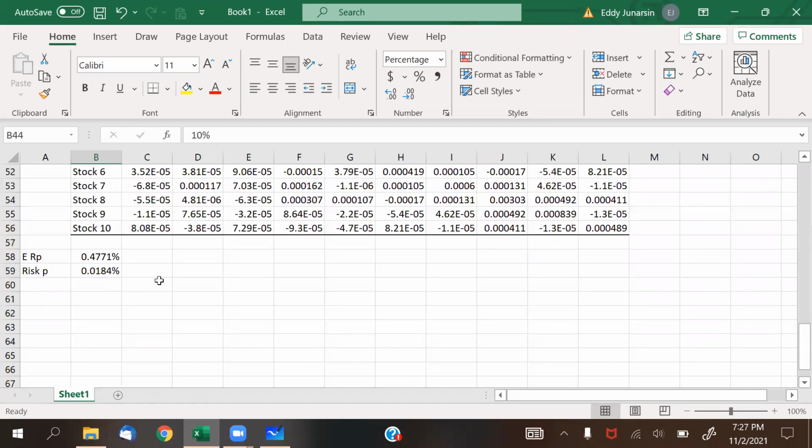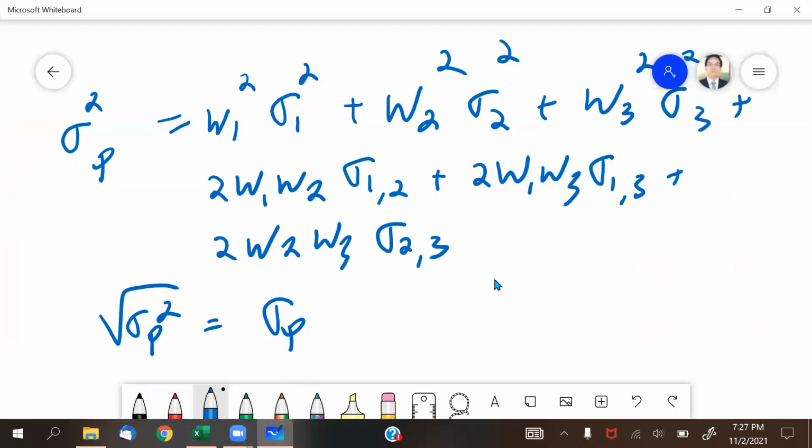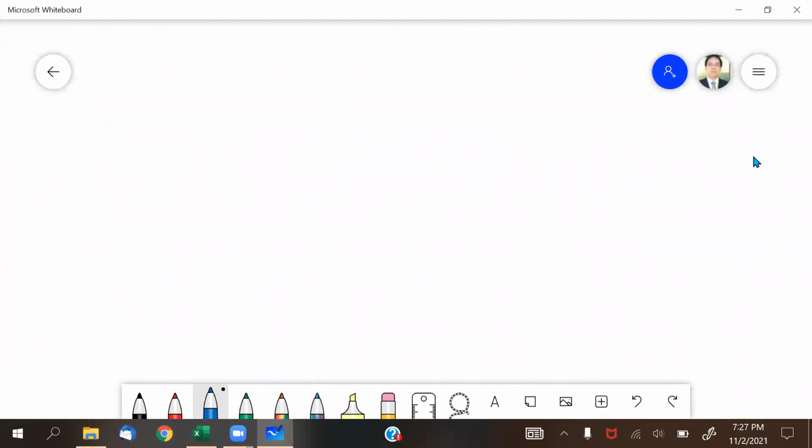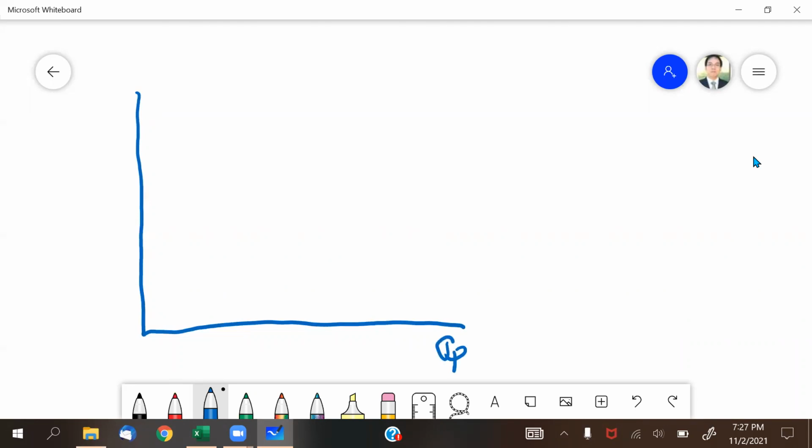So what is the purpose of doing this? We want to draw the efficient frontier. I hope you still remember from the previous video. If we have this plane, where this axis is the portfolio risk and the vertical axis is the expected return on the portfolio, we could have many portfolios here. We call it the attainable set of portfolios.